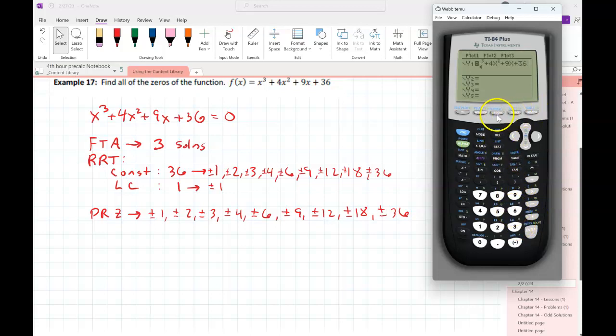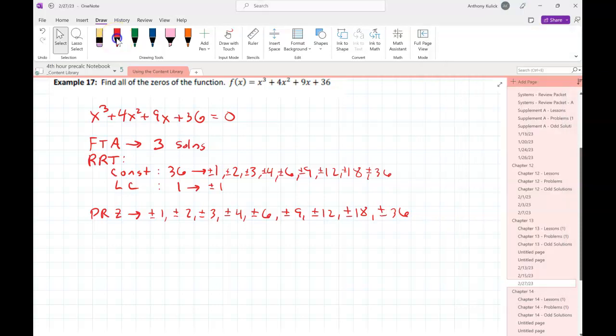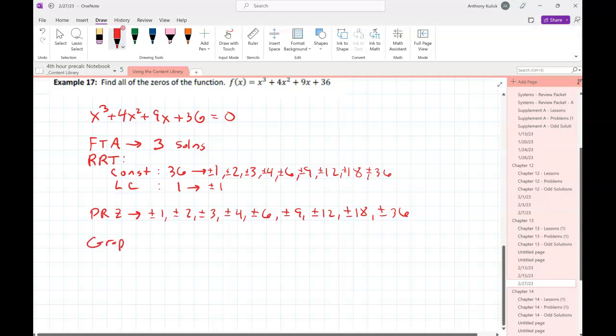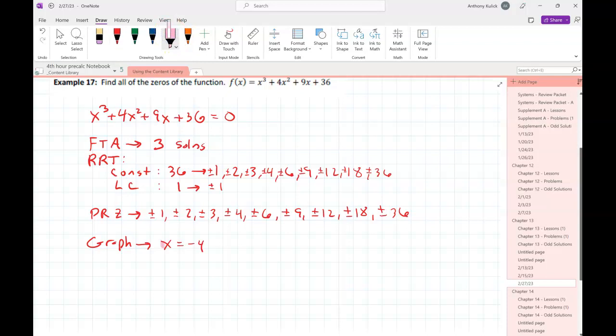And then we're just going to zoom standard and graph that. And we're going to look at the x-intercepts. How many x-intercepts do you see? 1. What's that x-intercept at? Negative 4? You guys agree? Is that number on my list? Sure as heck is. That means that I should do my synthetic division using that number.